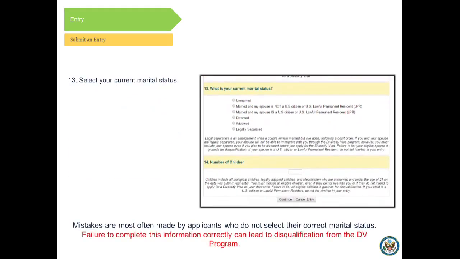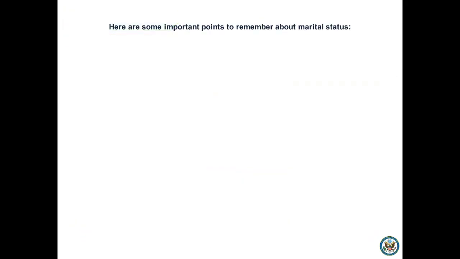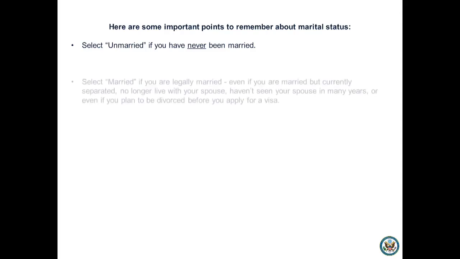13. Select your current marital status. Mistakes are often made by applicants who do not select their correct marital status. Failure to complete this information correctly can lead to disqualification from the DV program. Here are some important points to remember about marital status. Select unmarried if you have never been married.